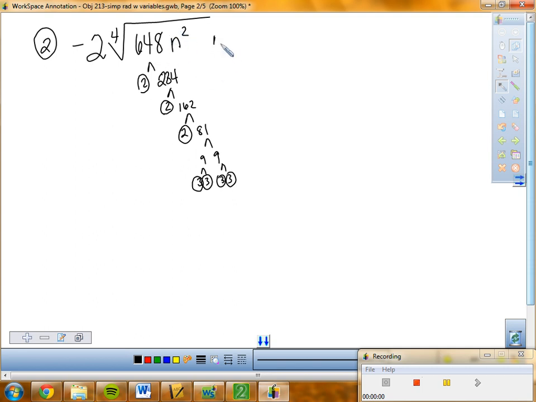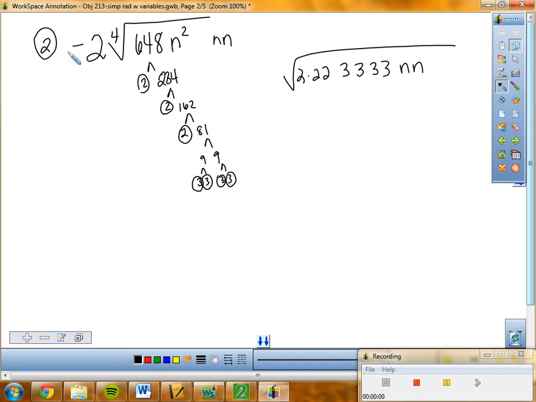So that means I have an n and an n. So I rewrite this under the radical. I have 1, 2, 3 2's, and 4 3's, 1, 2, 3, 4. And my 2 n's. This is a fourth root. And my negative 2 was already out in front.